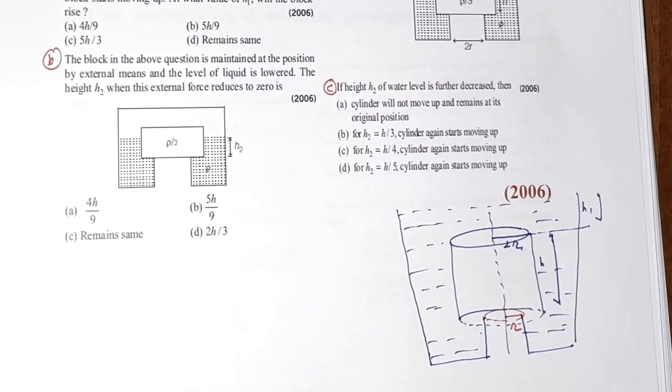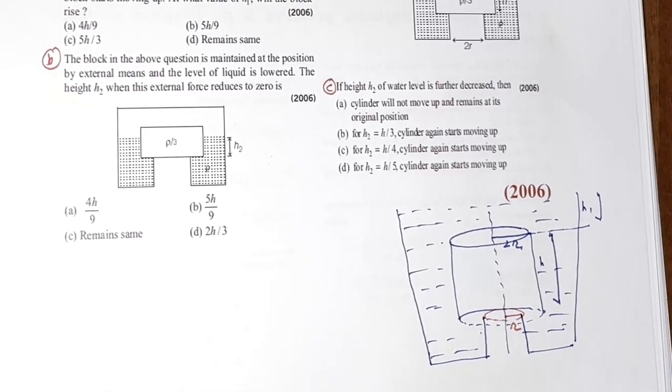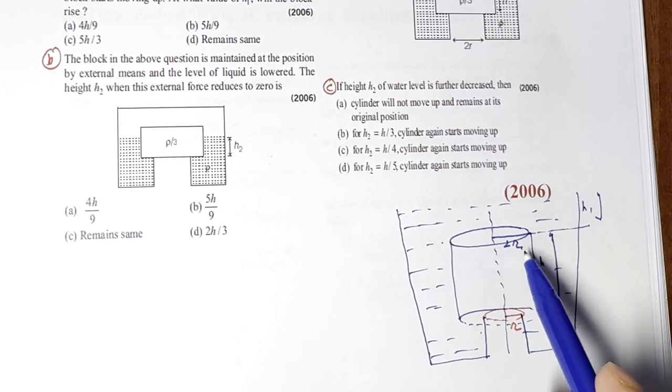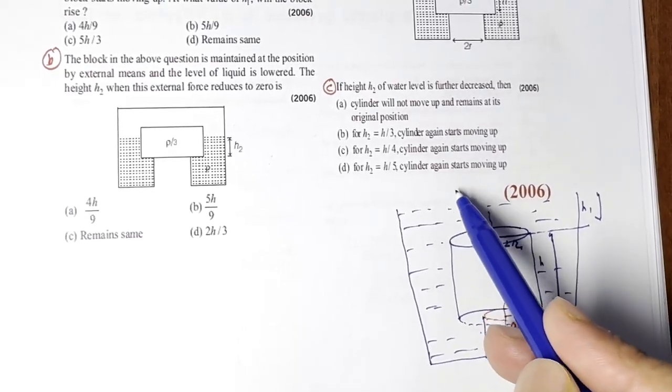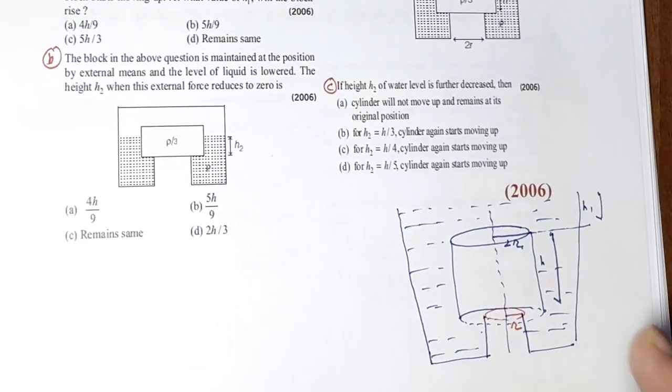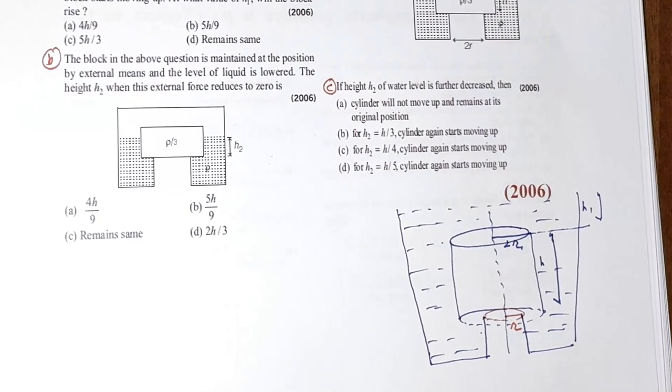And in the first part, let's first try to find out the various forces acting on this cylinder. Obviously there will be two prominent forces. One will be the weight acting in the downward direction, and another will be the buoyant force acting in the upward direction. Through this hole there will also be atmospheric pressure acting in the upward direction on the cylinder, and from the top there will also be atmospheric pressure. So these are the forces acting on the cylinder.